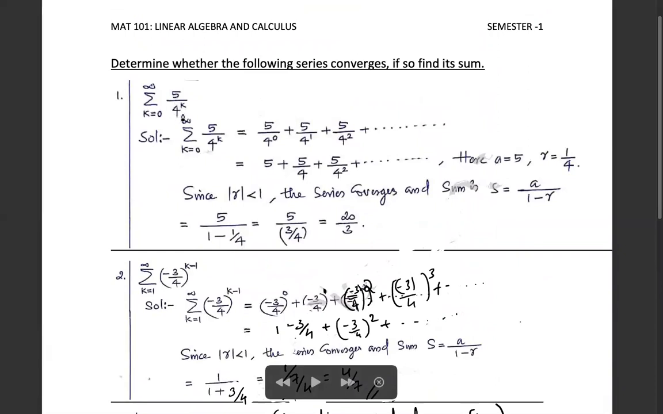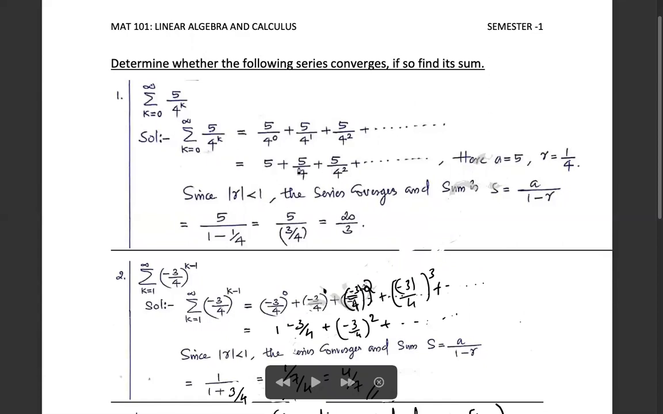5 by 4 raised to k. Another example: summation k equals 0 to infinity of 5 by 4 raised to k. For k equal to 0, we get 5 by 4 raised to 0, which is 1, plus 5 by 4 plus 5 by 4 squared plus etc.